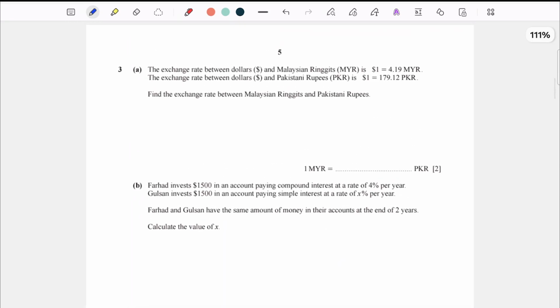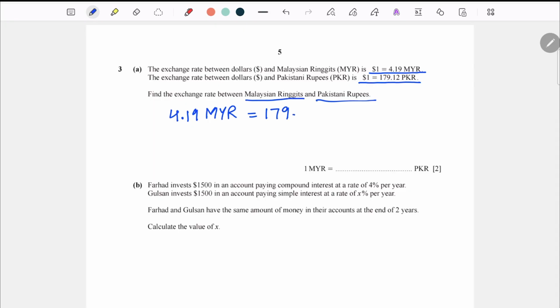Question number 3a, the exchange rate between dollars and Malaysian ringgits is $1 equal to 4.19. The exchange rate between dollars and Pakistani rupees is $1 equal to 179.12. Find the exchange rate between Malaysian ringgits and Pakistani rupees. So both of these are equal to $1. So basically if we equate them, $1 in Malaysian ringgits is 4.19 and $1 in Pakistani rupees is 179.12. We can equate both of them because both of them are equal to $1.